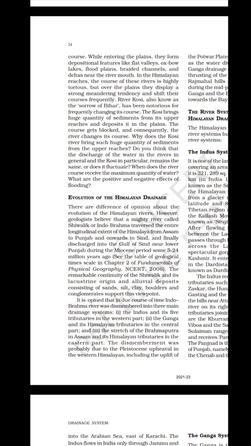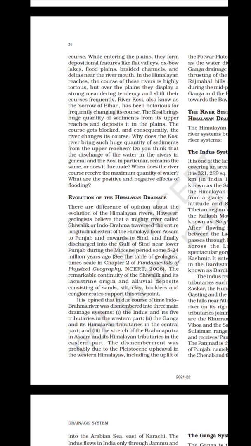Evolution of the Himalayan drainage. There are differences of opinion about the evolution of the Himalayan rivers. However, geologists believe that a mighty river called Shivalik or Indo-Brahm traversed the entire longitudinal extent of the Himalaya from Assam to Punjab and onwards to Sind and finally discharged into the Gulf of Sind near lower Punjab during the Miocene period, some 5 to 24 million years ago. See the table of geological timescale in Chapter 2 of Fundamentals of Physical Geography, NCERT 2006.